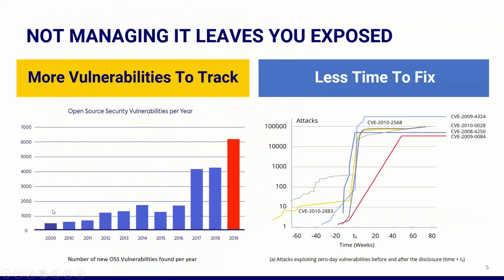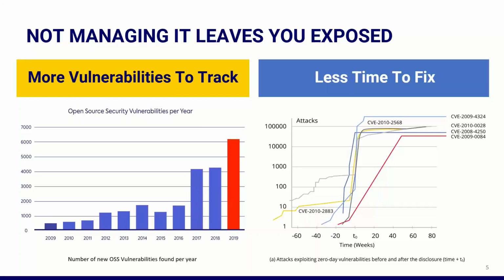And you always have the option of not managing it, right? Not managing everything, and this will basically leave you exposed. On the left-hand side, we can see that we have more and more vulnerabilities to track, right? So I said about this open source revolution. We can see that with the rise of open source, we have more and more components in GitHub, let's say, or other repositories. We also have more and more vulnerabilities that are being exposed.